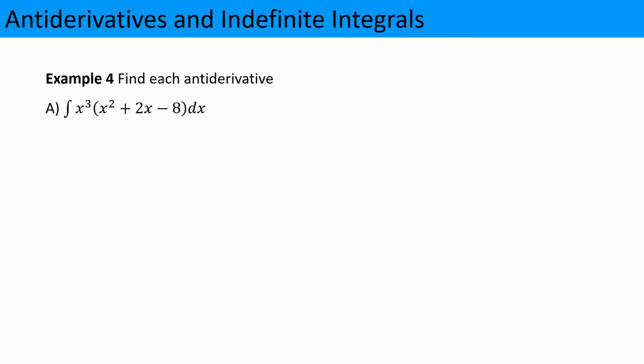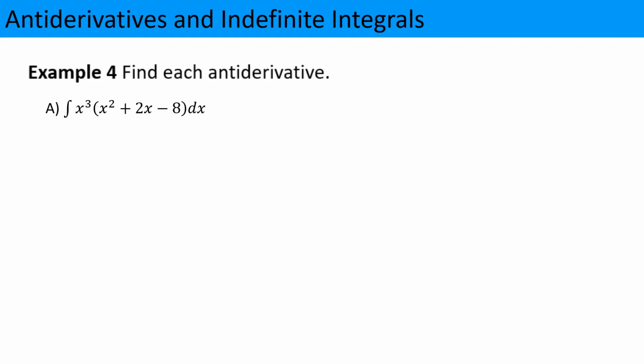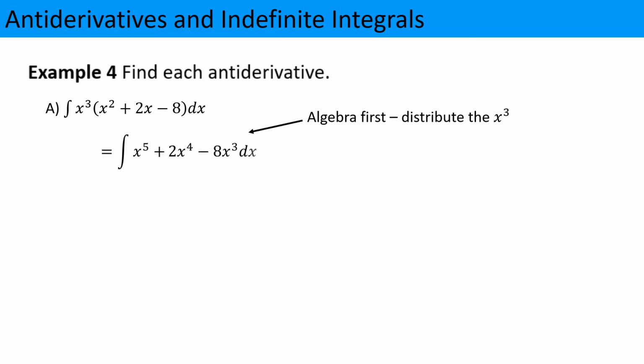Example, find each antiderivative. The integral of x cubed times the quantity x squared plus 2x minus 8 dx. To do this problem, we're going to do the algebra first. That is, distribute that x cubed to each of the terms in the parentheses. And that'll give us the integral of x to the fifth plus 2x to the fourth minus 8x cubed dx.